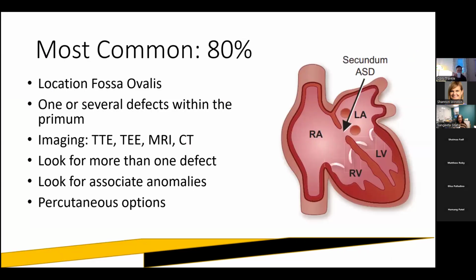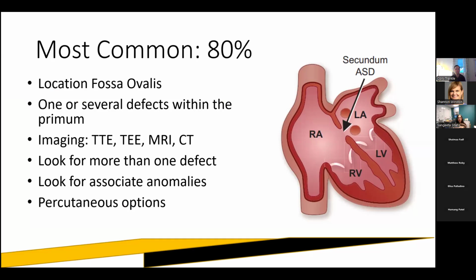Want to talk briefly about what is textbook, and so it's really good for the boards. What's the most common? Secundum ASD. PFOs are the most common. It's in the area of the fossa ovalis. You have to always think, and hopefully we'll reiterate this through this discussion, that when you have a hole, you should always look for another hole. And when you have a hole, always look for associated other findings.